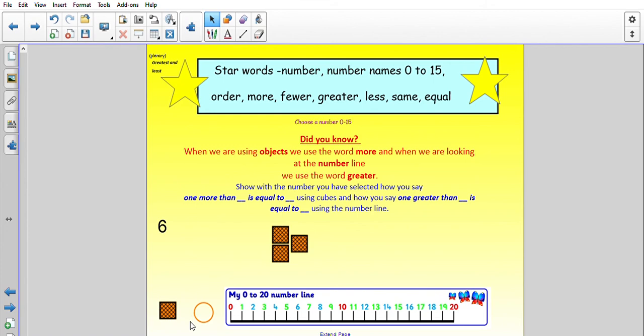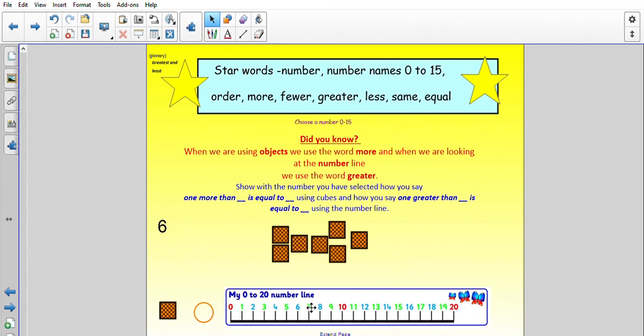Well done, 3. How about if I had 6? Any pattern you like, can't you? So I've got 6 blocks there. If I get 1 more, I add 1 more. Well done. We can actually see it getting bigger. We're putting 1 more. So when we use objects, we use the word more. So we can say 1 more than 6 is equal to 7. So we use our word more. And there it is in our star words.